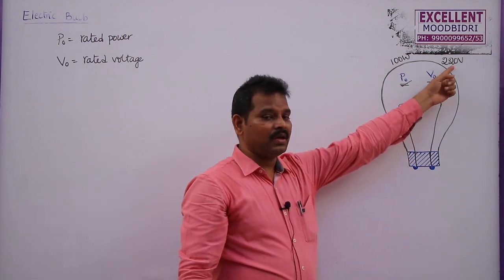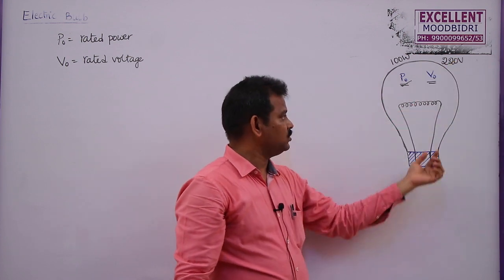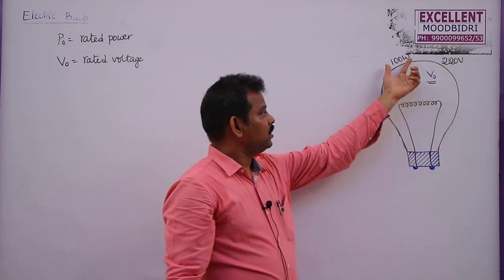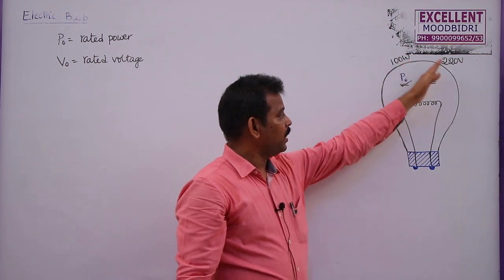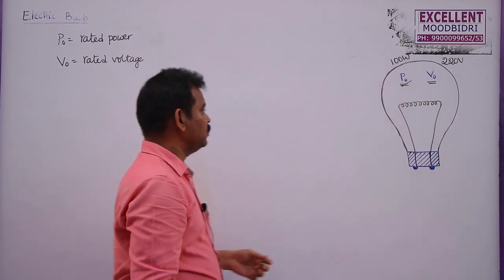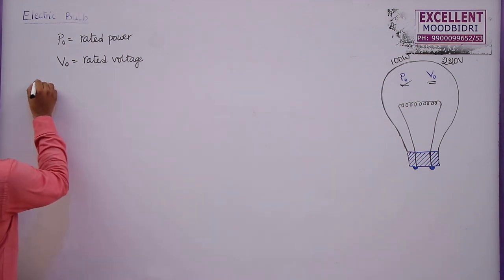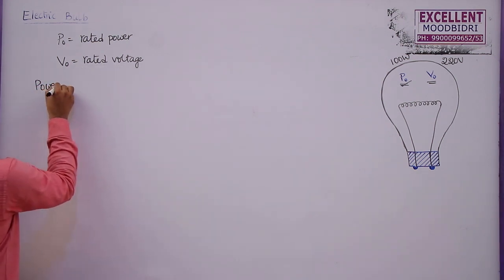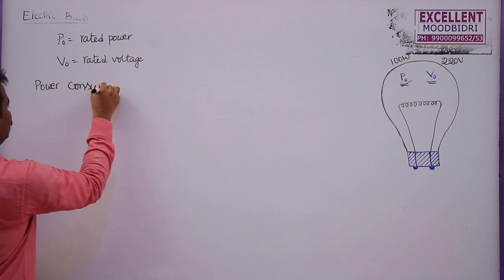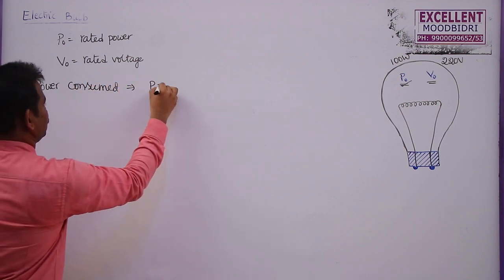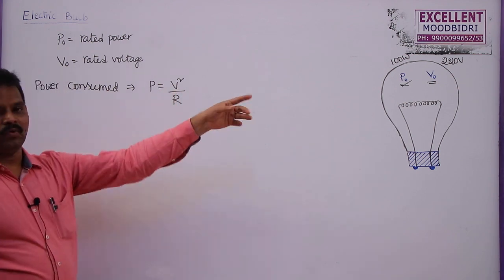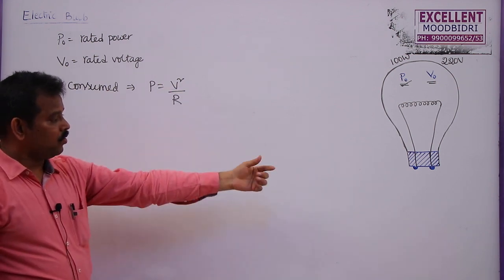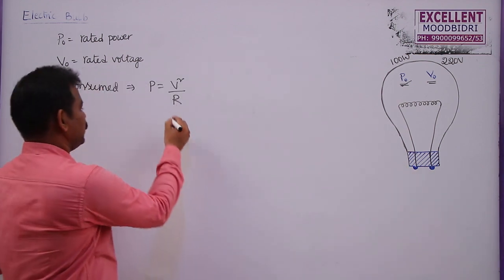Similarly, whenever the input voltage changes from the rated voltage, the power consumed by this bulb may change. Because of this, the brightness given by this bulb will be different. So generally we know that the power consumed by a bulb is given by P is equal to V square by R. This V is not the rated voltage. This V is the applied voltage between these two terminals.